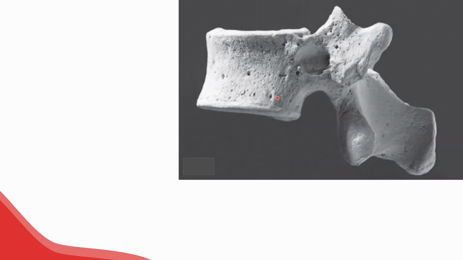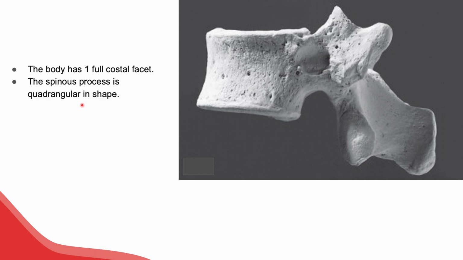This one, let's take this one as an example. So if you have a sharp eye, you can see that there's only one full costal facet right here. The spinous process is quadrangular in shape, but we said the spinous process with a quadrangular shape is lumbar region. But this has a costal facet. How does that work? Well, I said that the 12th thoracic vertebra can undergo what we call lumbarization.